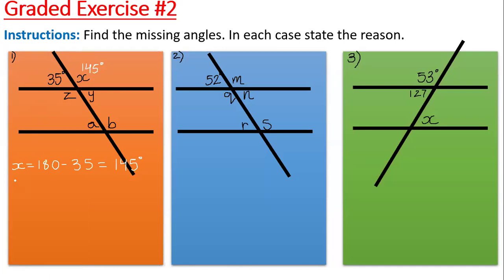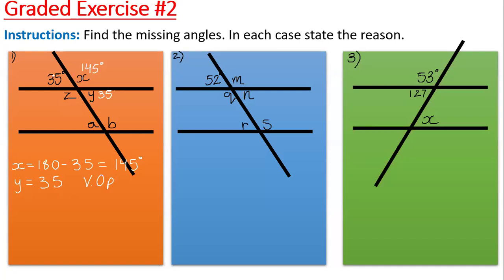35. Y equals 35 degrees because vertically opposite angles are equal. Very good, because vertically opposite angles are equal. And anyone else got 35 for Y? I did. Excellent. Very good. So this is that 35.